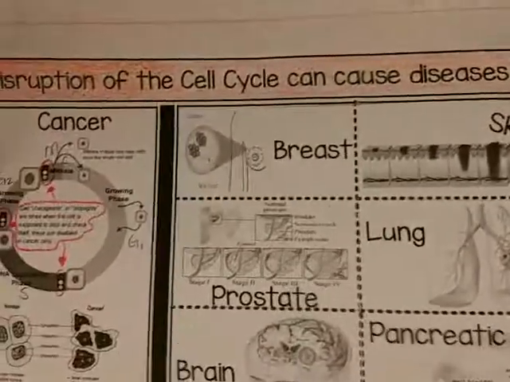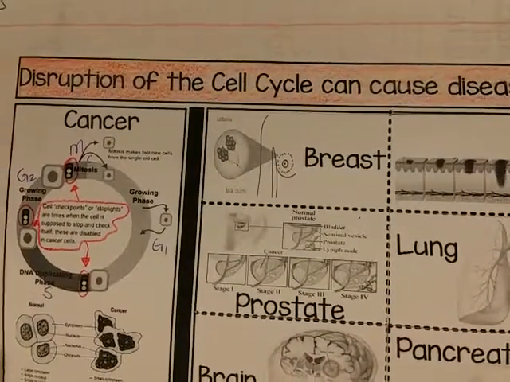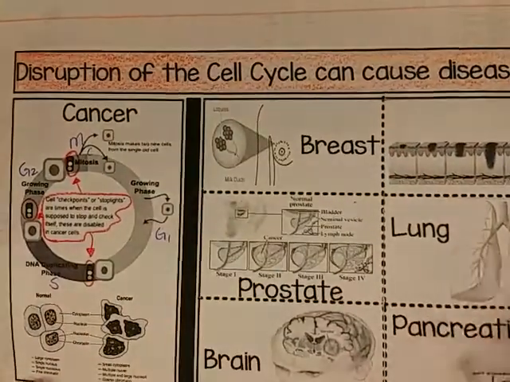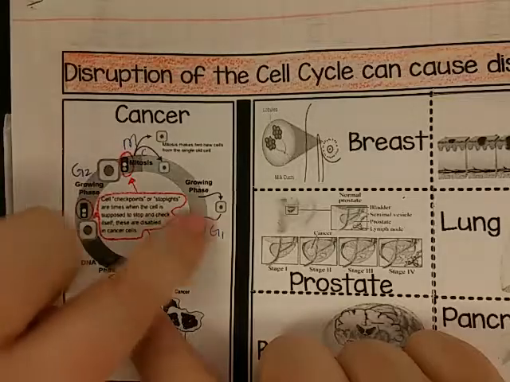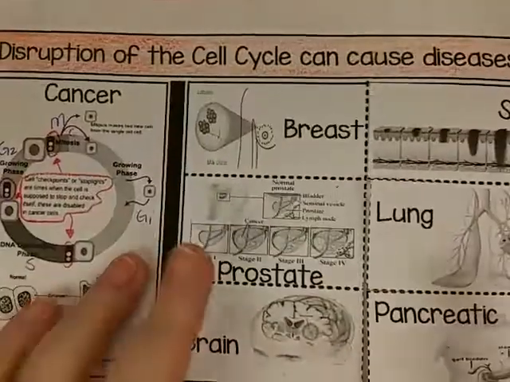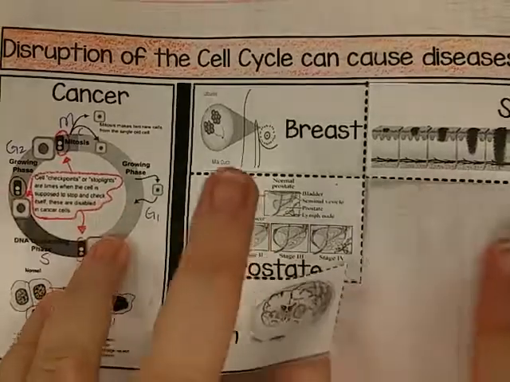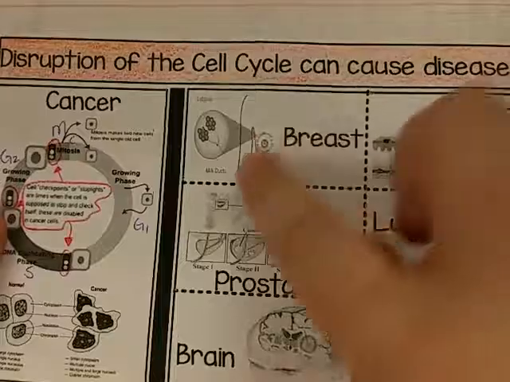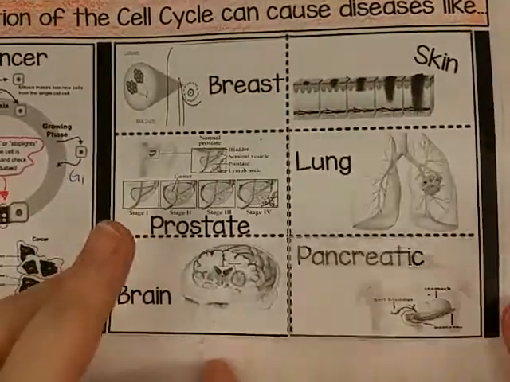You're going to now get a disruption of the cell cycle foldable. You're going to label it here with each phase. So I've got G1, S, G2, M, and C. And then you're going to write causes or risk factors for each of these types of cancer underneath here. Okay?